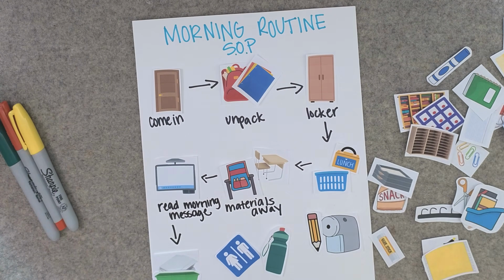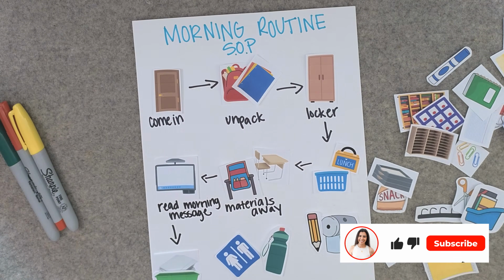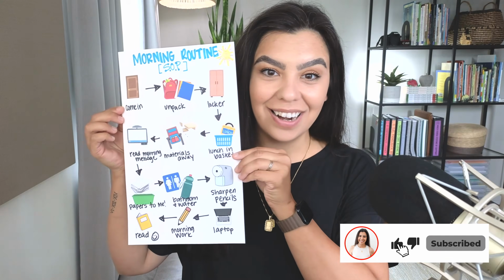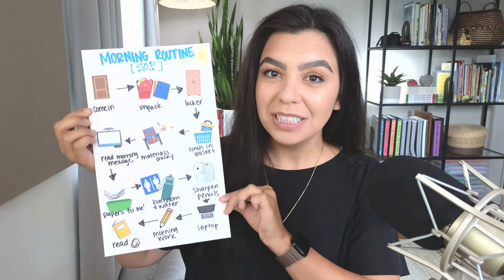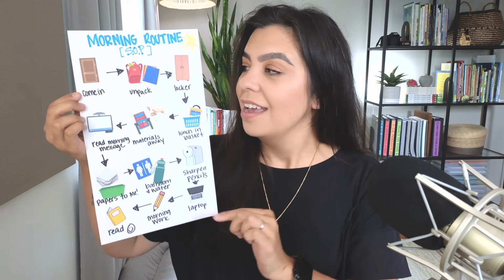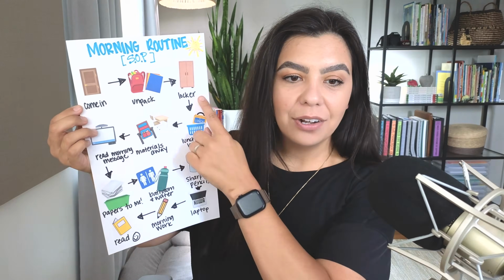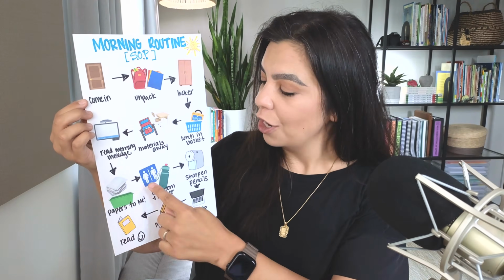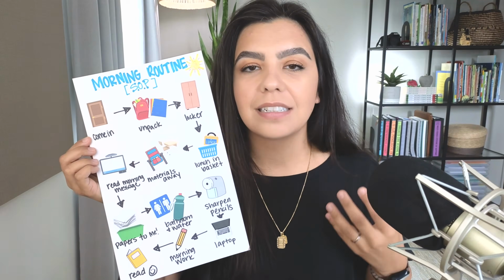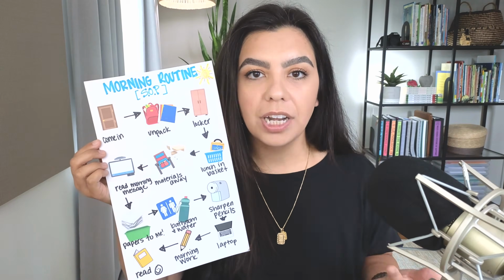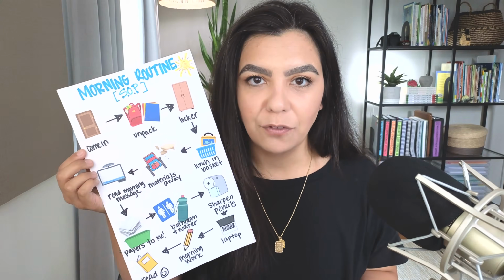So I'm going to take a second and then I'm going to glue these down and show you all what this looks like at the very end. So here is my finished product. Here is my standard operating procedure for students to come into my classroom in the mornings. You can see that I have arrows that show them where to go and what they should be doing for each one. It's simple, it's concise, it's not very wordy. You don't want to make this a reading assignment for your students.